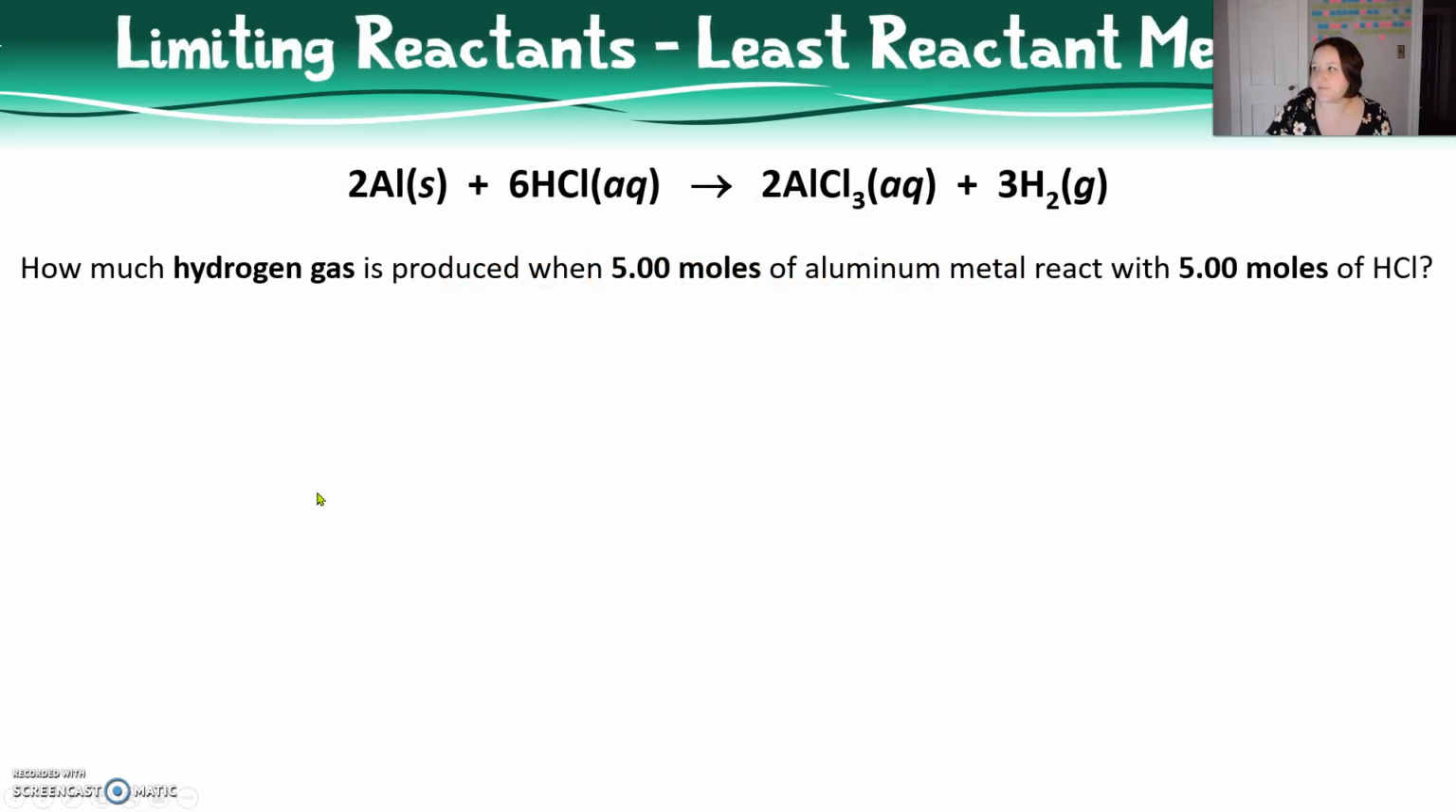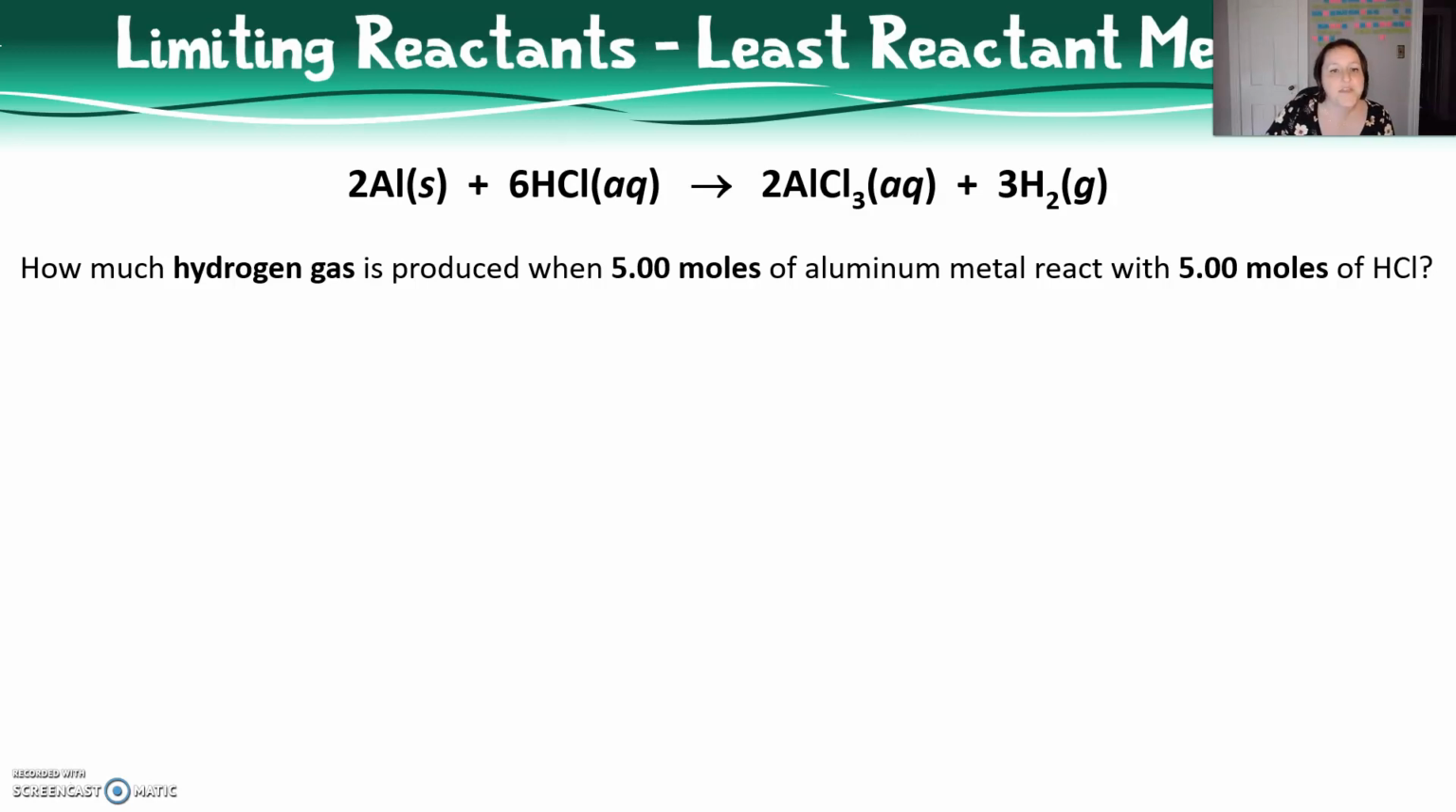Now for an example. First, note that it is crucial to begin with a balanced chemical reaction. Always check that the reaction in the problem is balanced before you proceed to stoichiometric calculations. Note that this problem is asking us to solve for the amount of hydrogen gas produced when equal amounts of aluminum and HCl are provided. To solve for the amount of product, we must first determine the limiting reactant. This is because the limiting reactant will limit the amount of product that can be formed.